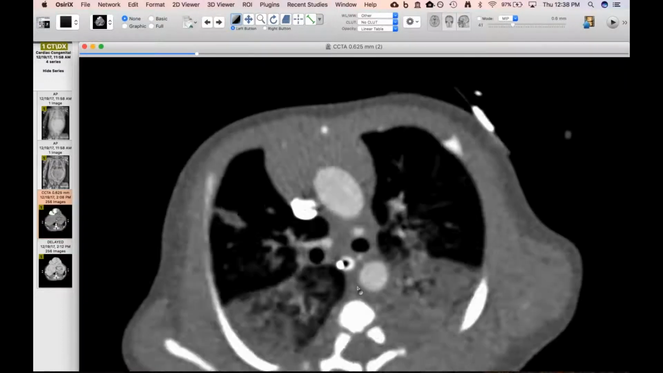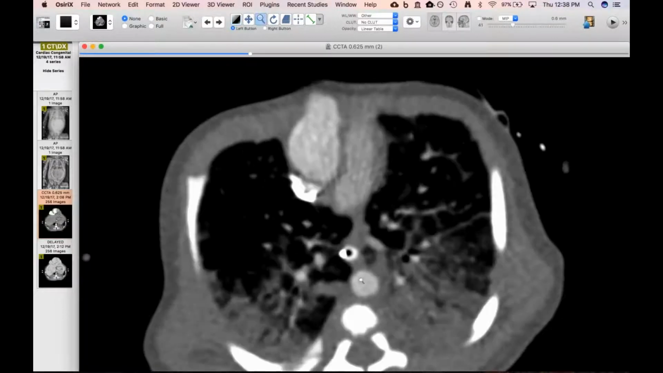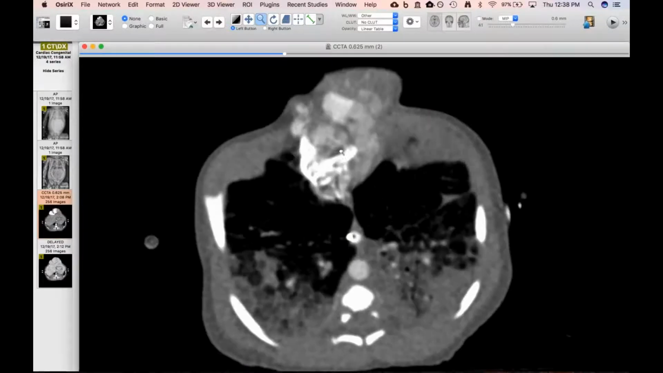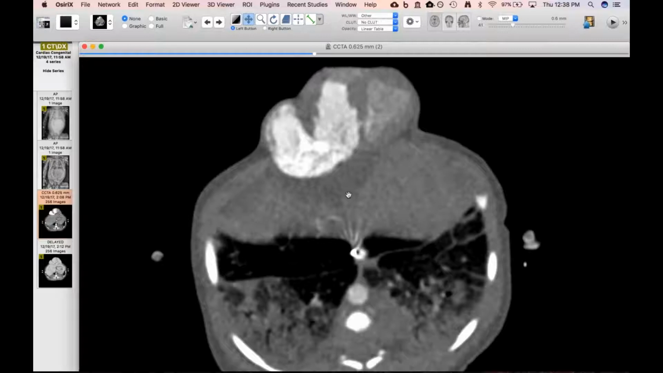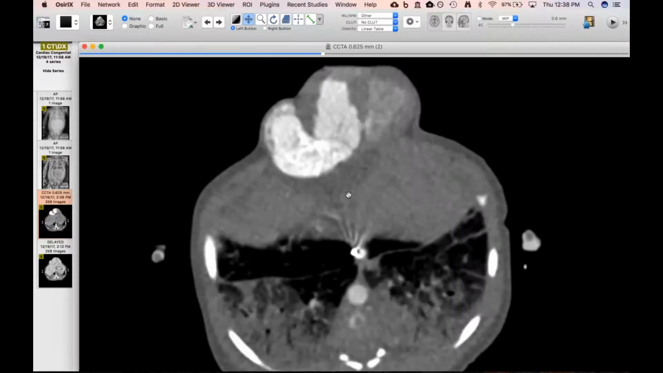They're just really big MAPGAs that form. Yeah, but a pretty dramatic case. I know there was one in our teaching file that I had shown a couple of years ago, but this is the first time I've encountered an ectopia cordis like this.